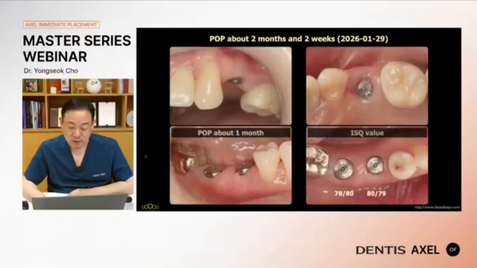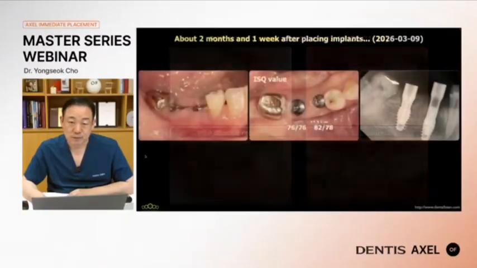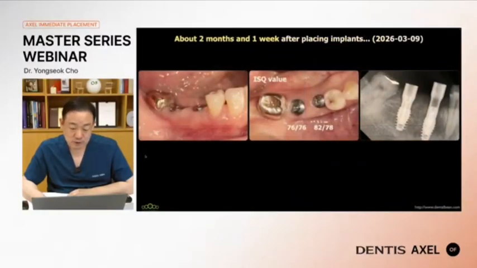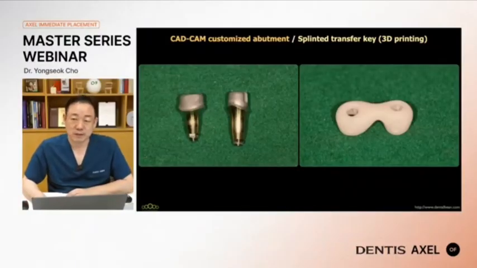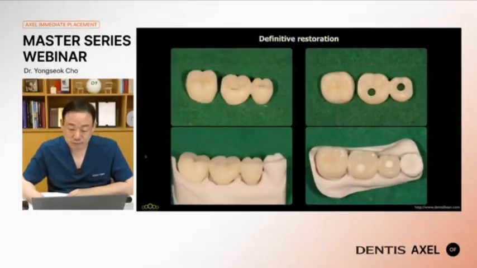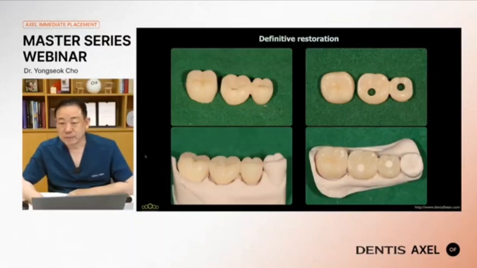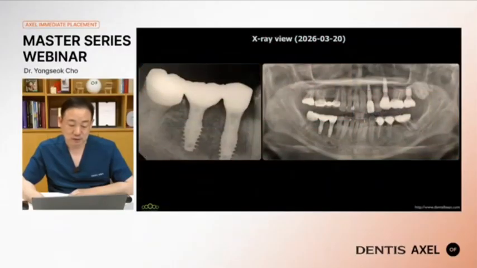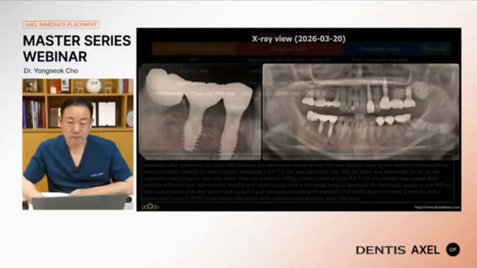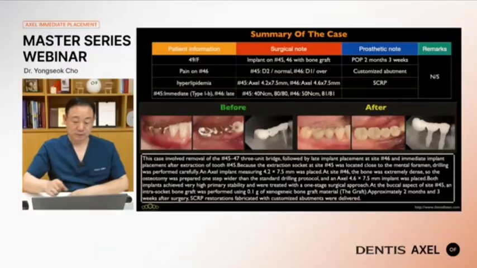And here, I took an impression, and the crown was made with a customized abutment. Because of the slightly buccally positioned number 6, Dr. Kim used a customized abutment. Okay, here is the final outcome.